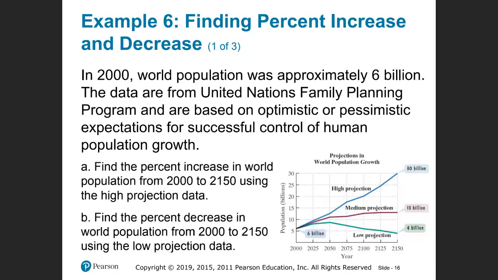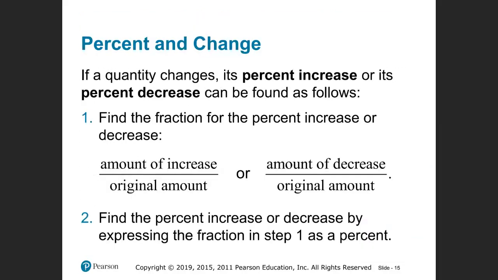Percent and change. If a quantity changes, the percent increase or percent decrease, depending on whether it increases or decreases, can be found as follows. Find the fraction for the percent increase or decrease. Notice that the numerator is either the amount of increase or the amount of decrease, and the denominator is the original amount. We find the percent increase or decrease by expressing the fraction in step 1 as a percent.